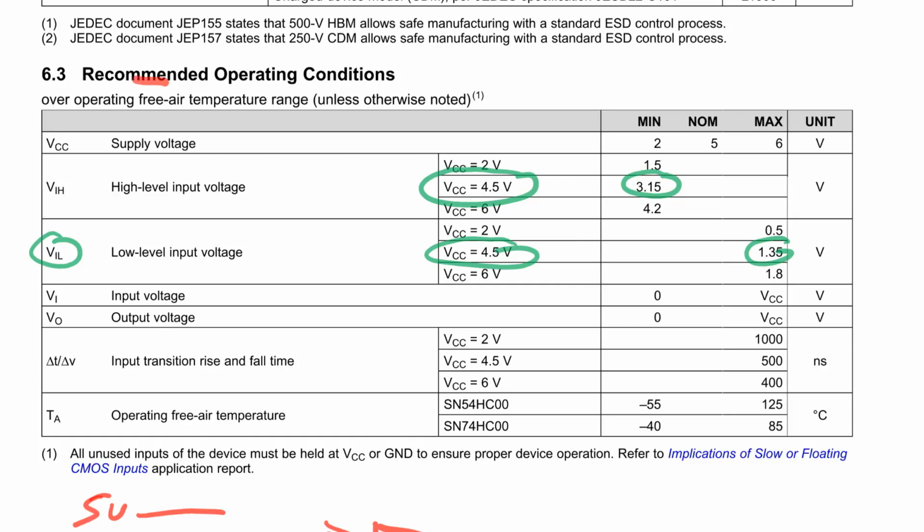And over the operating free air temperature range. So that's over the full operating temperature range of this thing, which is down here. For the regular 74HC non-military stuff, it's -40 to +85 degrees Celsius, or your typical commercial temperature operating range. Your military ones, your 7400 series, are basically the same, but they're rated for a much higher temperature range.